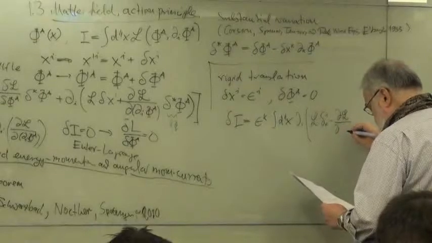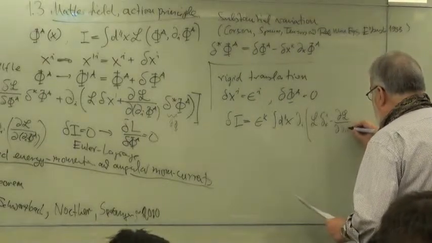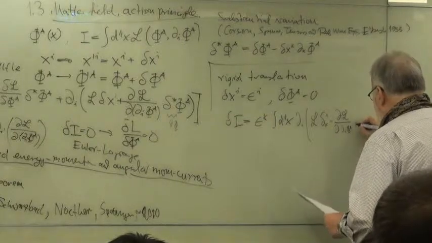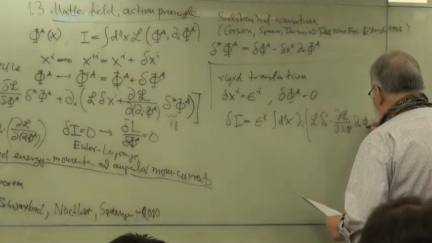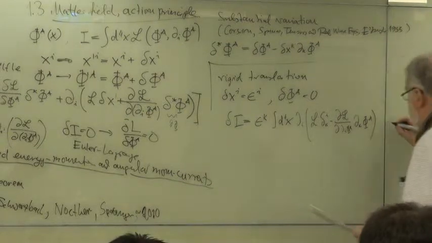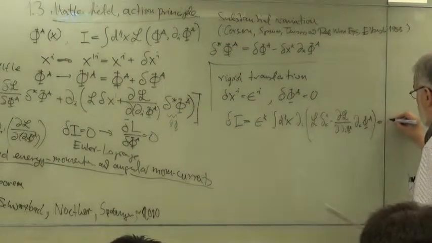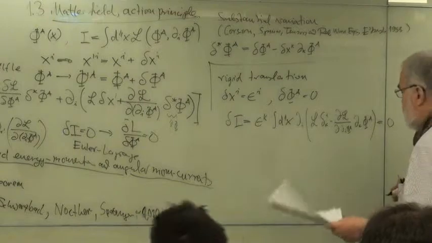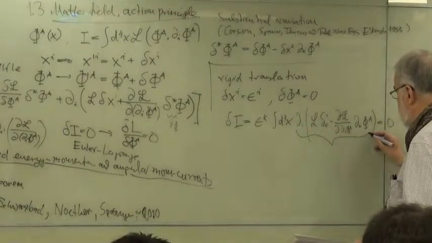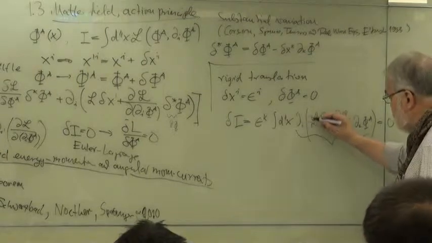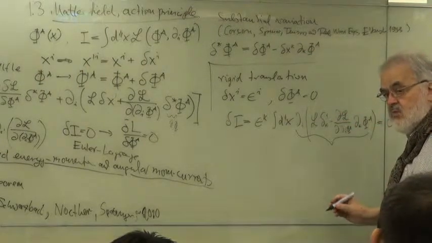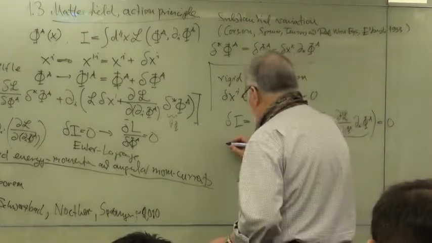and here you have L delta k i minus partial L over partial d_i phi a times partial k of phi a. And this is equal to 0, and that's valid for all domains, etc. So this has to be equal to 0. And this, in the parentheses, is called the canonical energy momentum tensor.